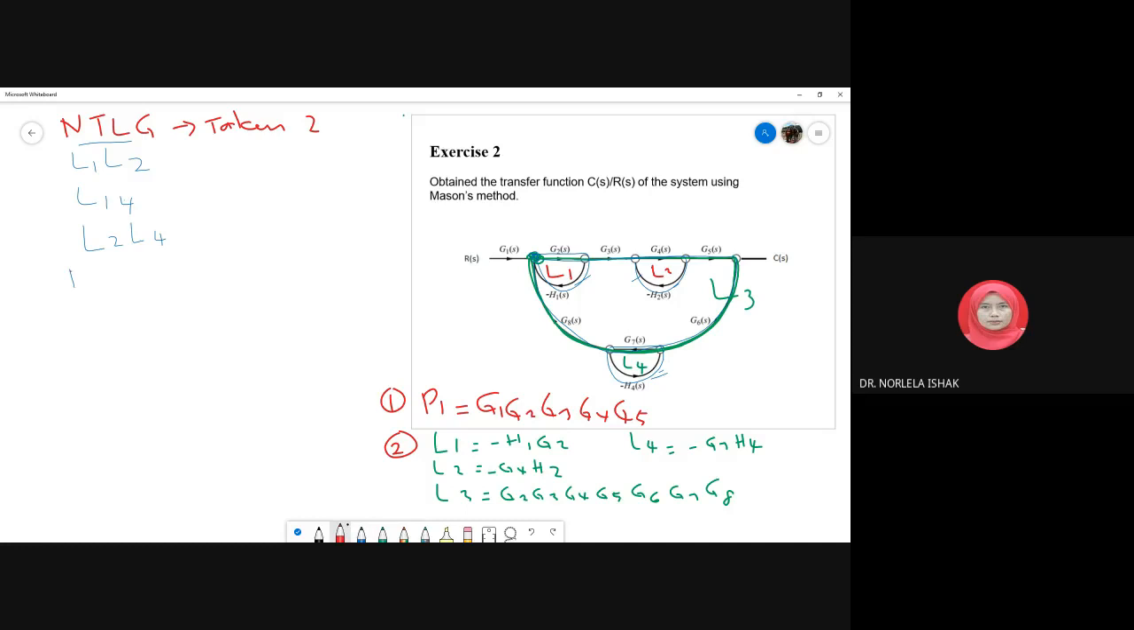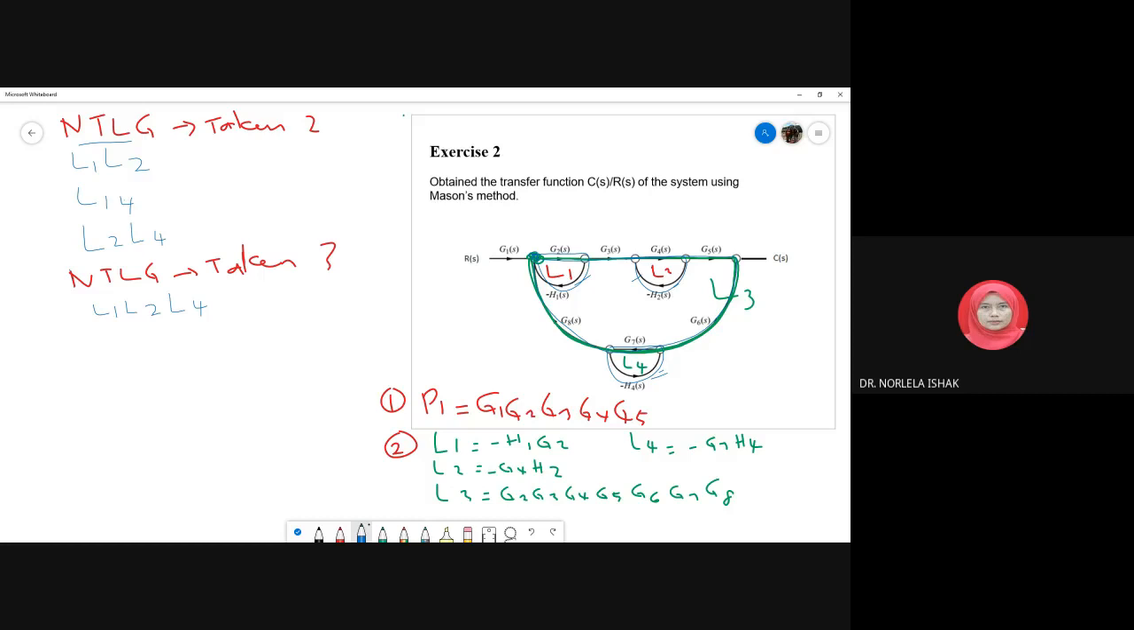Ada tak non-touching taken 3? Ada L1, L2, L4. Yes, good. Taken 3 meanings equal to L1 multiply with L2 multiply with L4. Ada lagi tak? Tak ada dah. Okay, ada satu je kan?